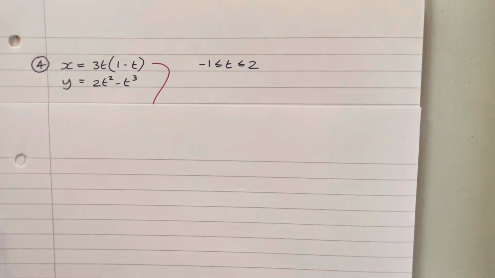This is not easy to eliminate t because it's a quadratic for x and a cubic for y, but it is possible to do. It's just incredibly messy. But if you want to have a go, and I'll reveal the answer at the beginning of the next video, and then we'll go ahead and look at sketching this one.